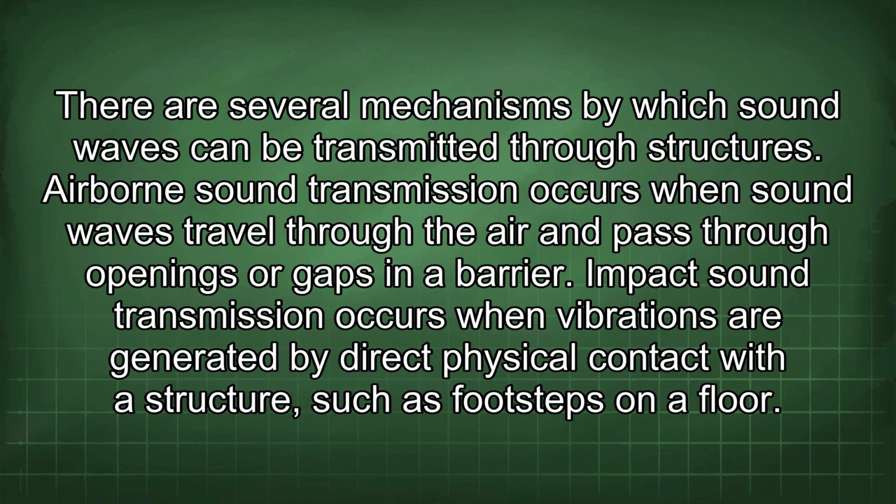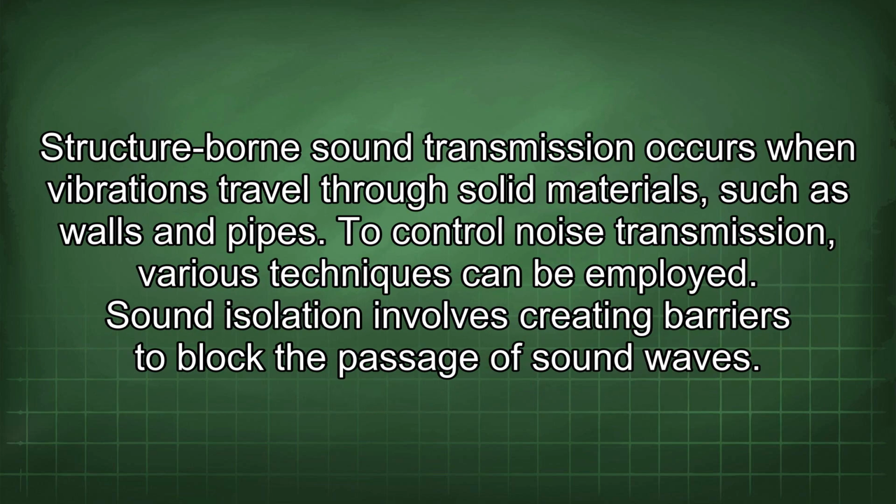There are several mechanisms by which sound waves can be transmitted through structures. Airborne sound transmission occurs when sound waves travel through the air and pass through openings or gaps in a barrier. Impact sound transmission occurs when vibrations are generated by direct physical contact with a structure, such as footsteps on a floor. Structure-borne sound transmission occurs when vibrations travel through solid materials, such as walls and pipes.